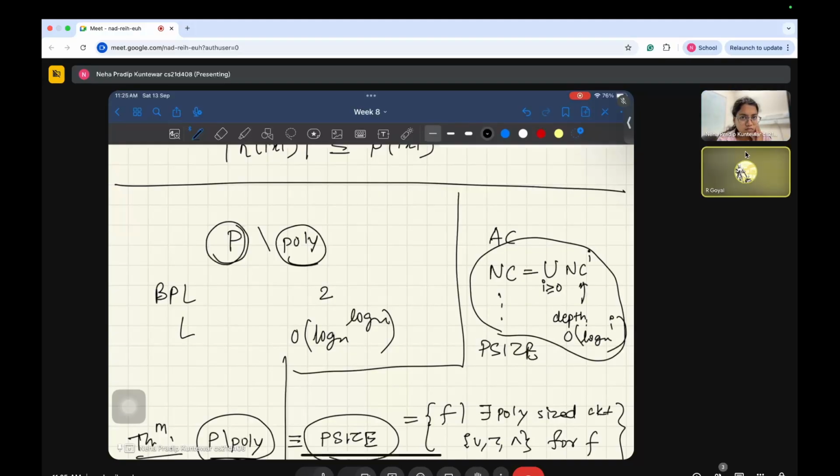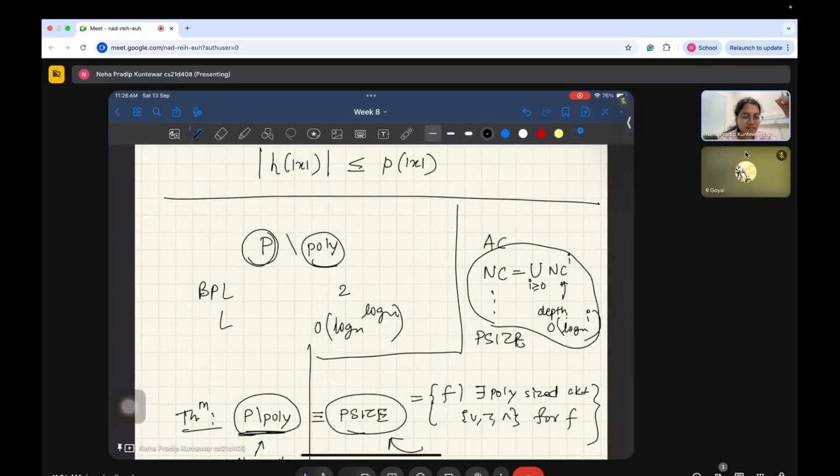So does this mean that in the case of NC, the depth is log to the i of n? So if depth is of the order of log to the i of n, then what will be the size? So 2 raised to the power log to the i of n came up to what? n raised to the power i, and so we would be having polynomial size circuitry. So what is left?